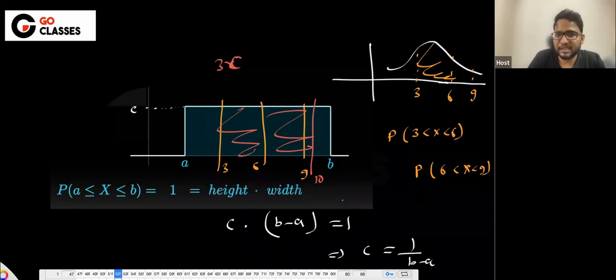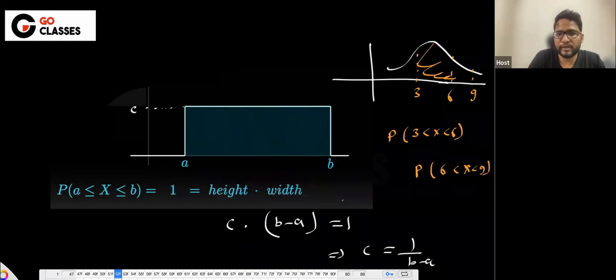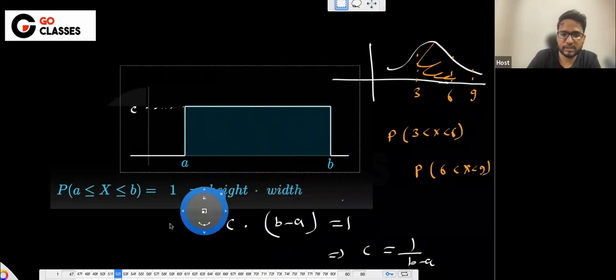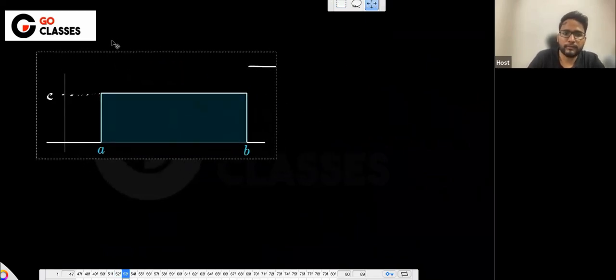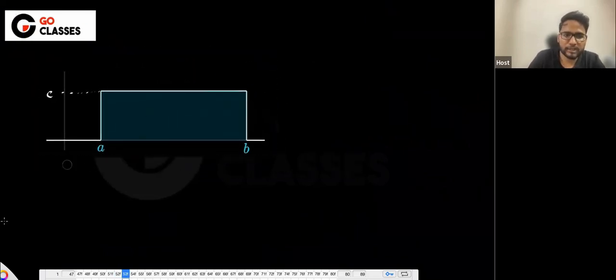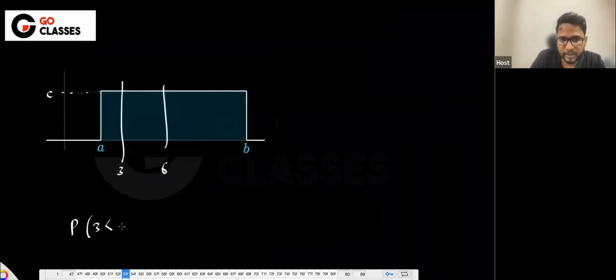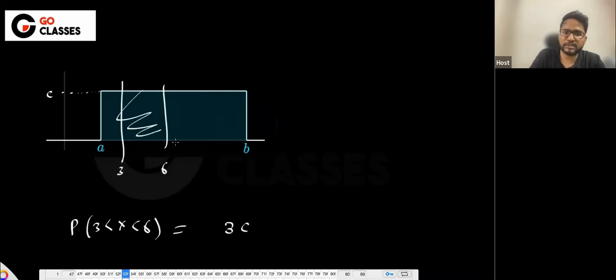If the length is 3, then it is 3C. It could be anywhere. If the length is 3, then this length 3 could be anywhere. Let me go to the next page. Suppose this is the PDF you have, and if I ask you what is the probability of being in any interval, let's suppose 3 to 6, then you will say this is 3C, because it is basically the area of this, which is 3 into C.